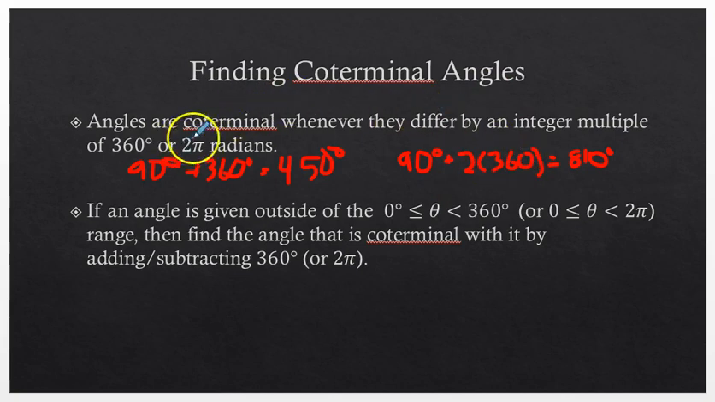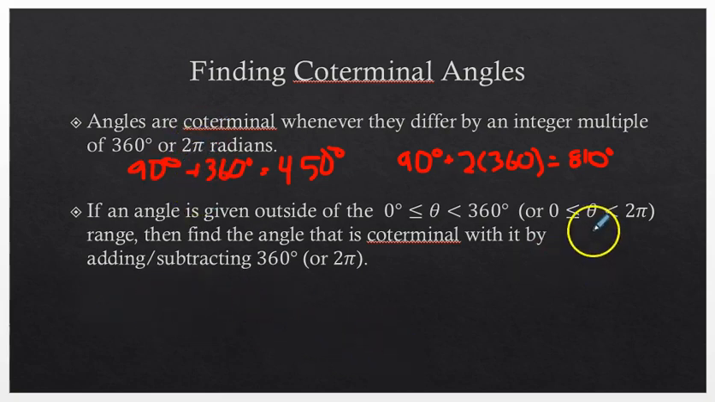And then the same thing applies to the radian measurements. If I have a radian measurement like pi over 2, I can add 2 pi, or I can add 2 times 2 pi, or 3 times 2 pi, or 4 times 2 pi. And those will all be other ways of writing the exact same angle, so they're called coterminal.